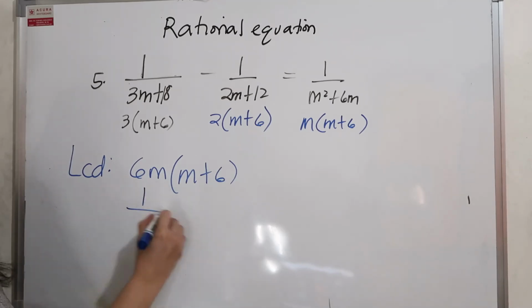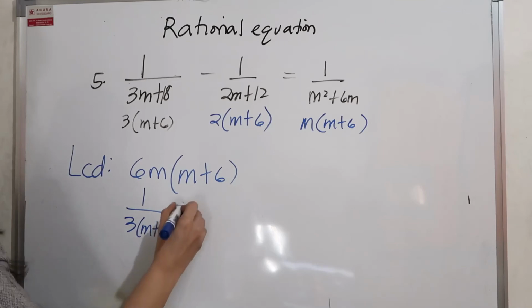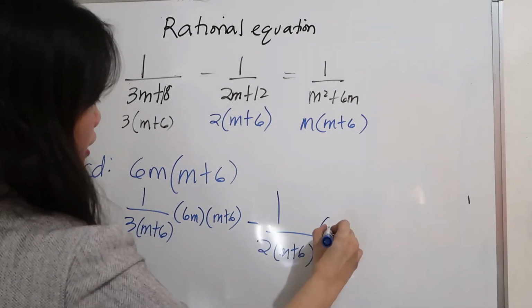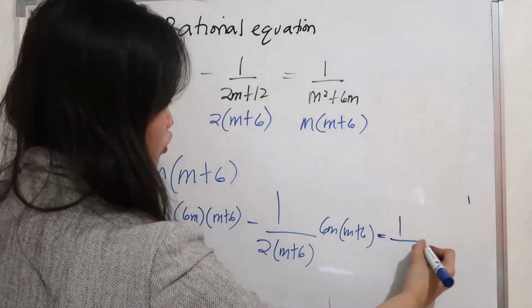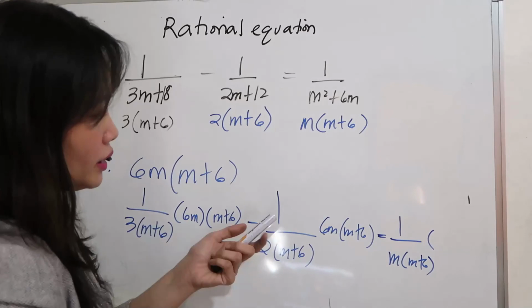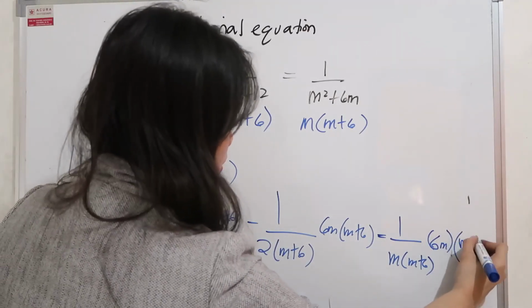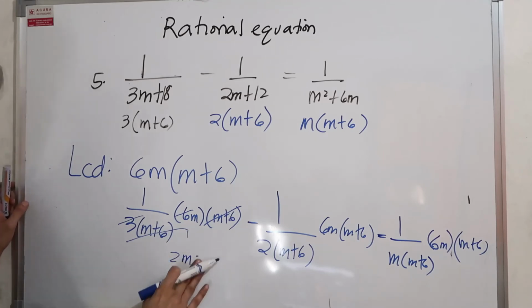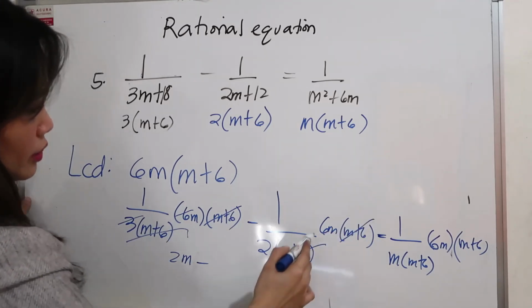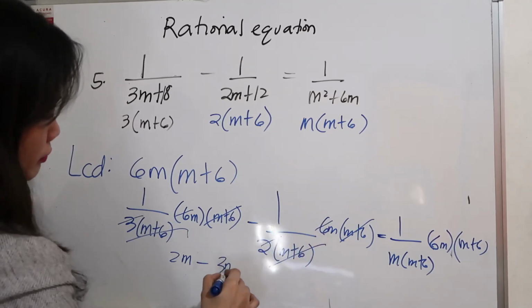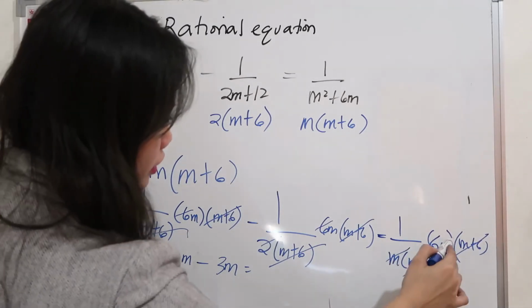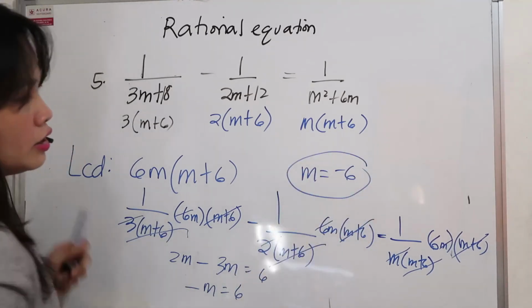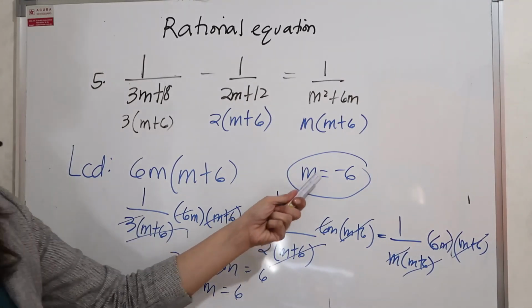So you do have 1 over 3 multiplied by m plus 6 multiplied by 6m(m plus 6), minus 1 over 2 multiplied by m plus 6 multiplied by the LCD, which is 6m(m plus 6), is equal to 1 over m multiplied by m plus 6 multiplied by the LCD, which is 6m(m plus 6). Okay? So cancel. So we have 3 and then 6, so this will become 2m, minus. This one cancels, and then we have 2 and then 6, so you do have 3m, is equal to; this one cancels and m, and then you do have 6. So therefore, the answer is negative m equals 6. So m is equal to negative 6.